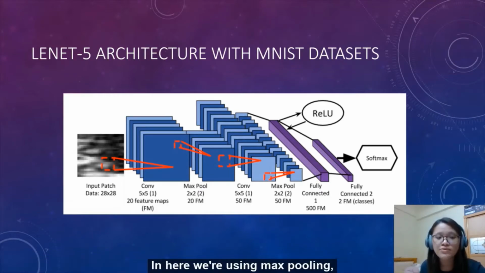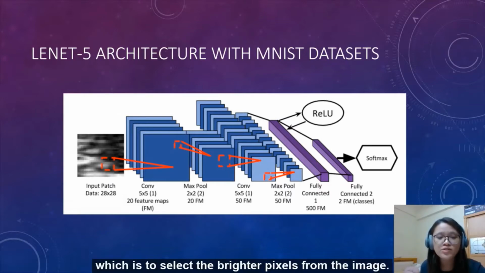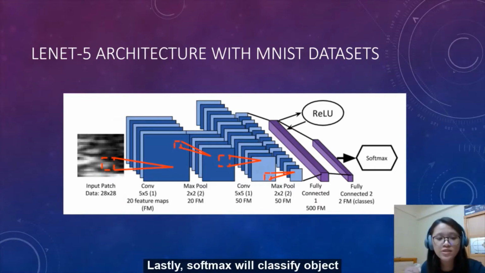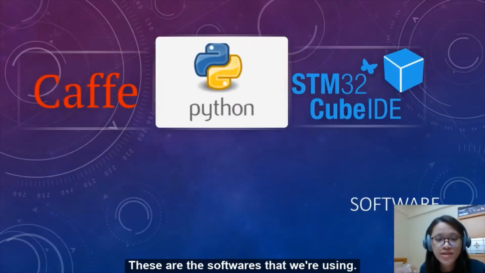After that, pooling layer will help to reduce the parameter computation by downsampling the representation. In here, we are using max pooling, which is to select the brighter pixels from the image. Then, fully connected layer is to connect all the activation units between layers. Lastly, softmax will classify object. These are the software that we are using.